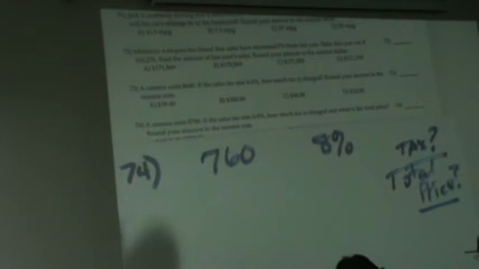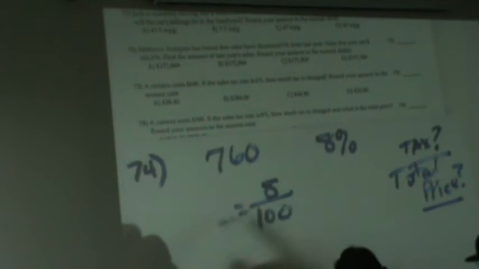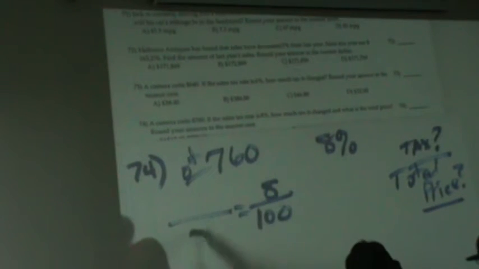74. This wants 2 answers. A camera costs $760. Tax rate is 8%. It wants to know what's the tax and what's the total price. We have 2 answers, tax and total price. So we have to figure out the tax: 8% of the price. So this is our of. 8% of 760 is our tax, right?